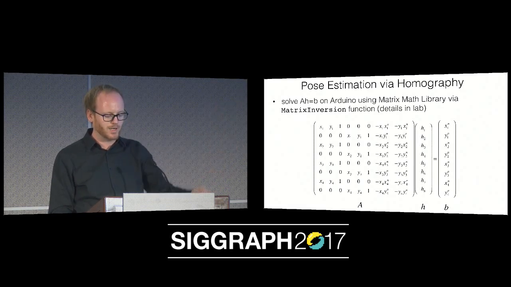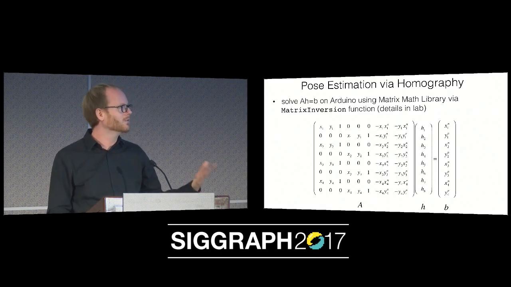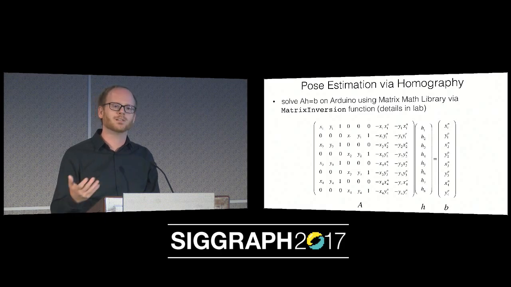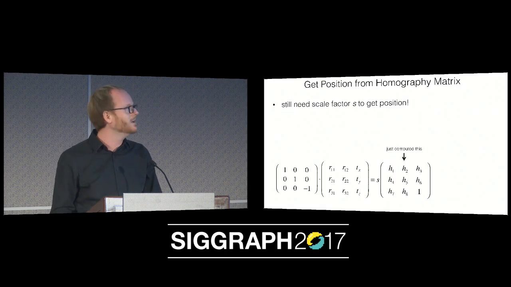We have the measurements on the right again, and we basically solve a linear equation system that we can write as A times H equals B. We know A, we know B. And we just invert this. For example, on the Arduino, there's a nice matrix library that you can use to invert this 8x8 matrix. So this gives us all the 8 values of the homography matrix.